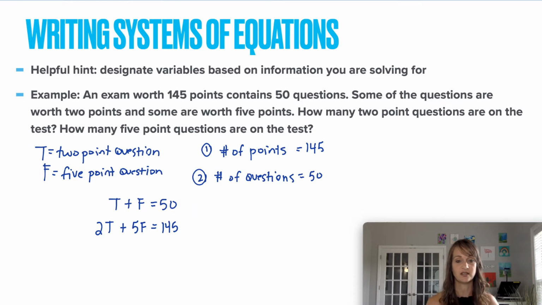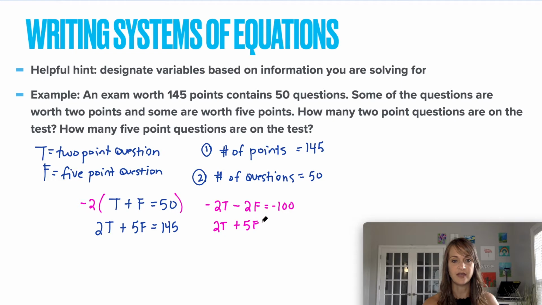So the way I'm going to solve this is I'm going to multiply the top equation by a -2 in order to eliminate the t's. So I'll get -2t minus 2f equals -100. In the bottom, I will get 2t plus 5f equals 145.